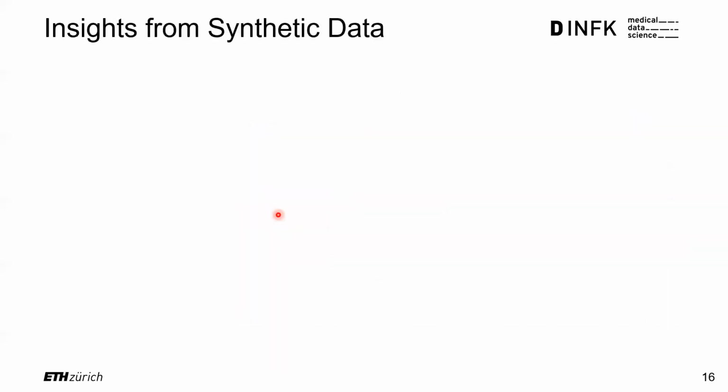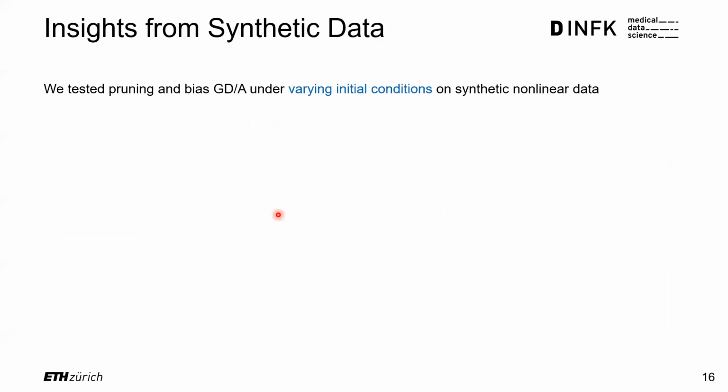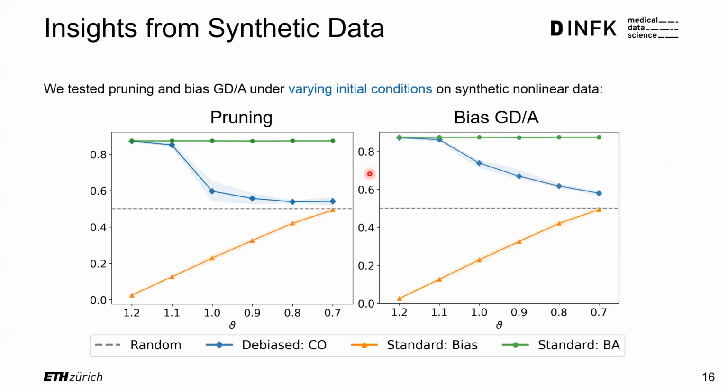We have also performed additional experiments on the synthetic data in order to see how pruning and GDA perform under varying initial conditions on nonlinear data. Here you can see the results for both of the algorithms. The x-axis here shows the changes of theta, which is the parameter regulating the degree of bias within the dataset. In orange, we can see changes in the bias, the statistical parity difference, of the original neural network classifier. As theta decreases, this bias goes up considerably from 0 to 0.5. At the same time, throughout the changes of theta, the accuracy of the original classifier doesn't change at all.